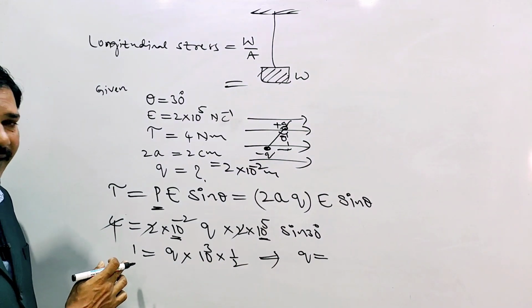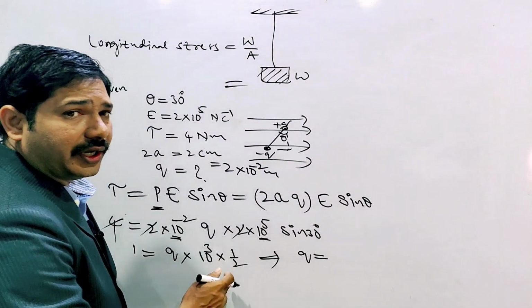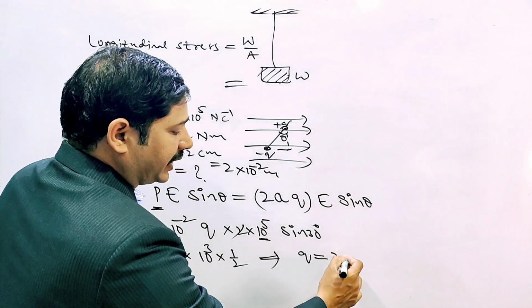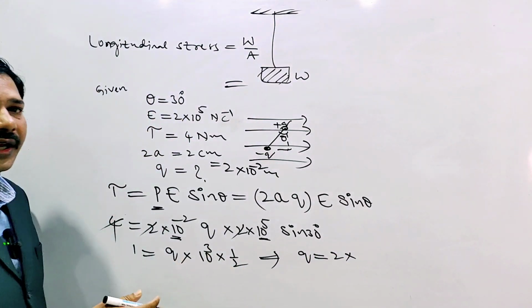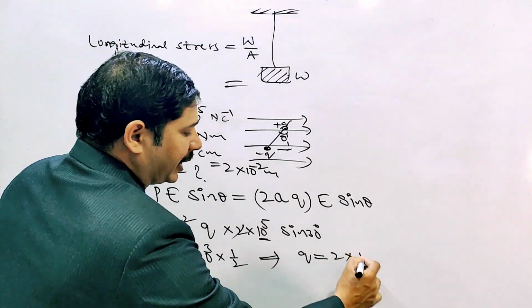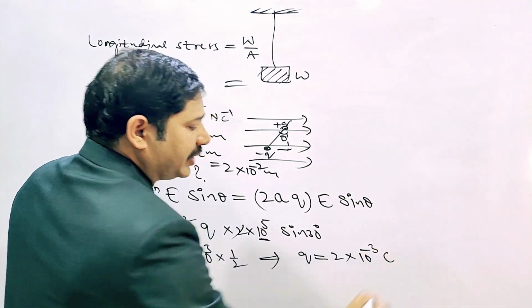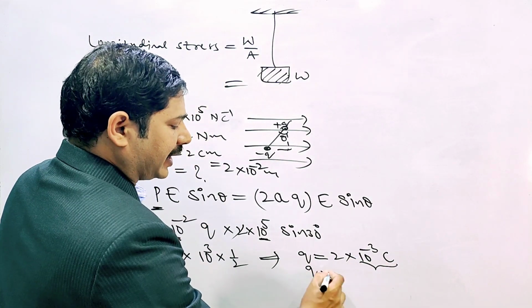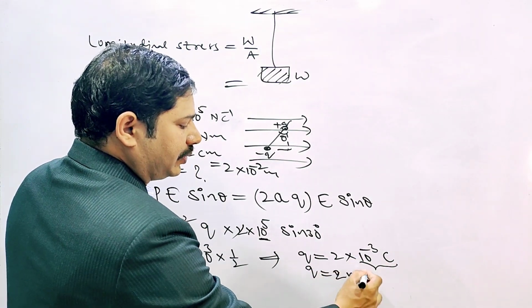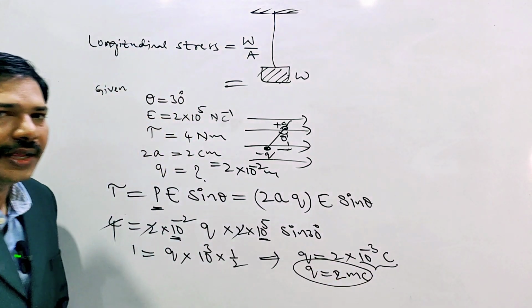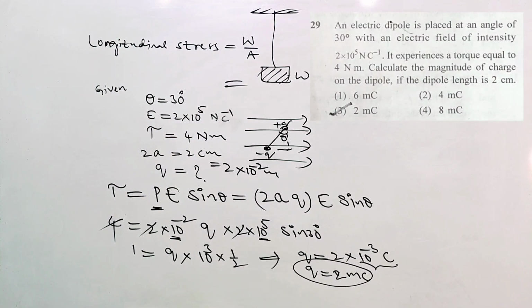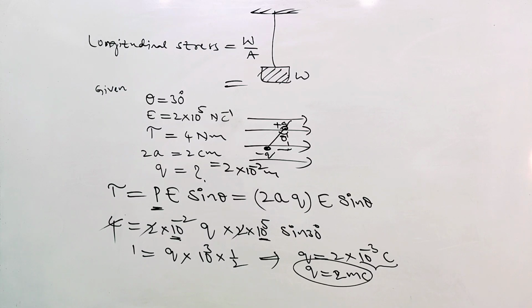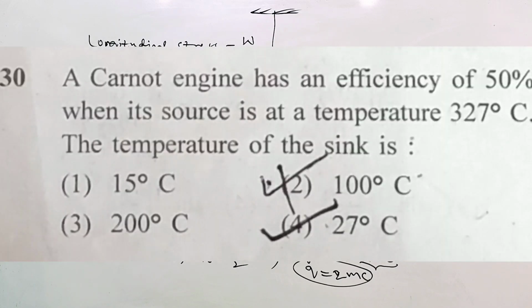this 2 I am bringing this side. 1 by 2, in the denominator 2 is there, I am bringing this side, it multiplies, and 10 power of 3 I am bringing this side, so it becomes 10 power of minus 3. Charge units are coulombs. Here 10 power of minus 3 coulombs, we can write millicoulomb, so 2 millicoulomb. Which option is correct? 2 millicoulombs. Here it is very clear, the third option is the correct answer. Next you can check the 30th question.